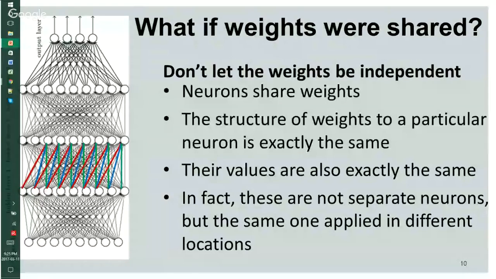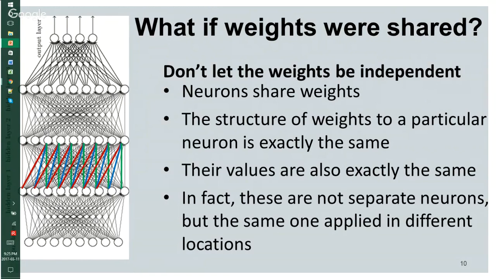So when you have a set of weights and you move it around and they stay the same, in signal processing, this operation is known as convolution. That's where the convolutional neural networks come in.